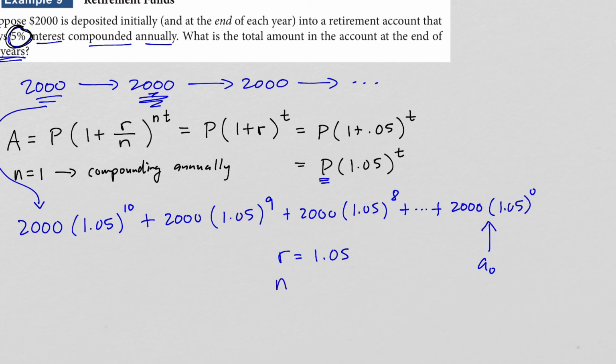And the number N is going to be 11, right? Because there are 11 deposits. You make the first deposit right when you start, and then you make another deposit at the end of the year for 10 years. So that's 11 total deposits.